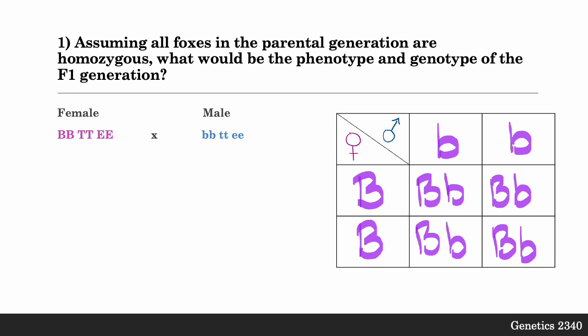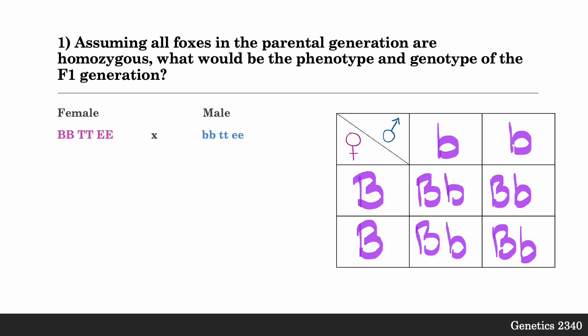Okay, so we're assuming that all foxes in the parental generation are homozygous, and so we're looking at what the phenotype and genotype of the F1 generation would be, which is just the offspring of the parental generation. So I did a monohybrid cross here as a visual representation of what's happening with all 3 different traits, because all 3 traits are in the same gamete formation because they're all lowercase by uppercase. So we can see that it's producing big B, small b individuals 100% of the time.